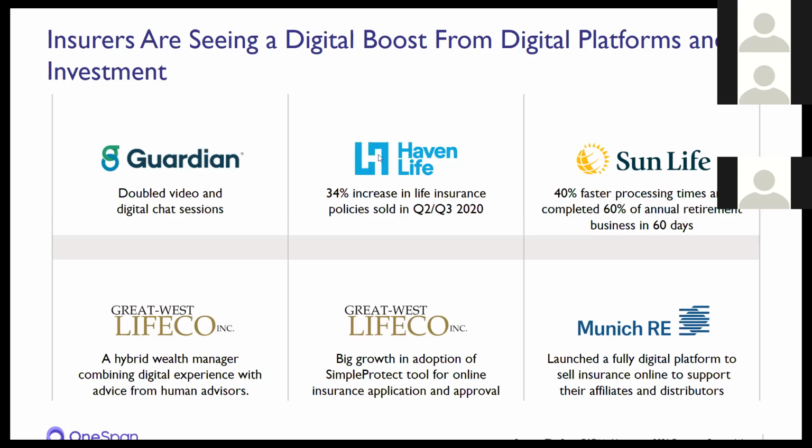Now, Haven Life, this is Mass Mutual, another life insurance carrier in the United States. This is their digital brand. And what was interesting here is they saw a 34% increase in the amount of new business, so life insurance closed online, during Q2 and Q3. That's a nice uptick when you're looking to bring on net new customers.